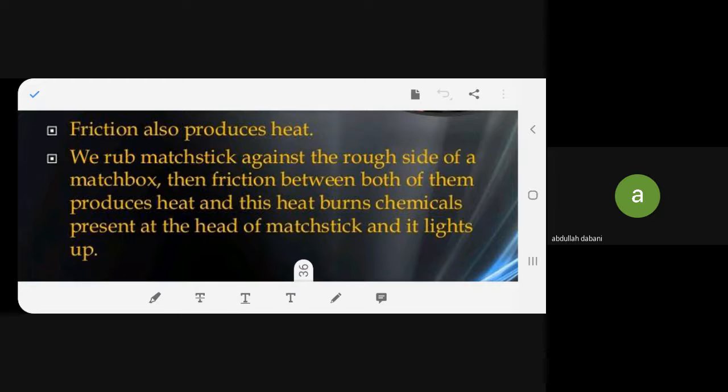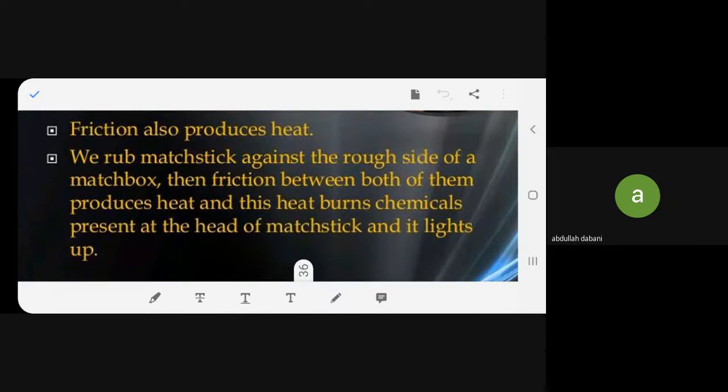Which is the chemical over there at the head of the matchstick? I'm not going to tell you which chemical is present on the matchstick. Please find out and let me know in the next session. What is the chemical present on the matchstick which allows it to glow, which allows it to burn? Please let me know in the next session, okay?